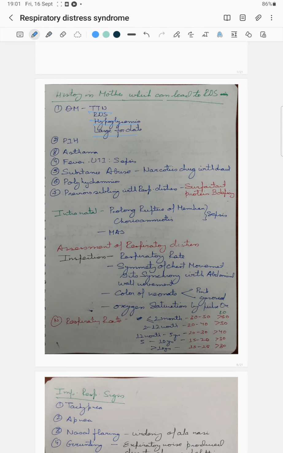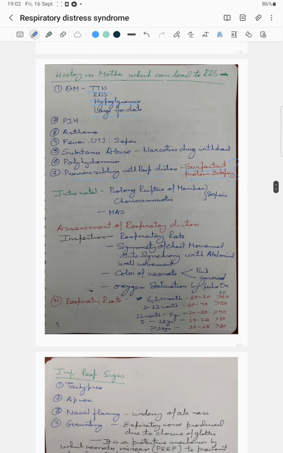In newborns, important is surfactant protein B deficiency. This you have to learn because it has been asked in MCI. If one sibling has respiratory distress, then the other can have respiratory distress due to deficiency of surfactant protein B.